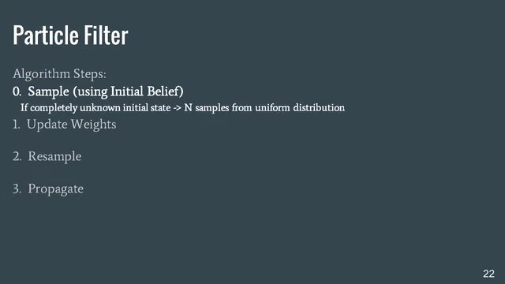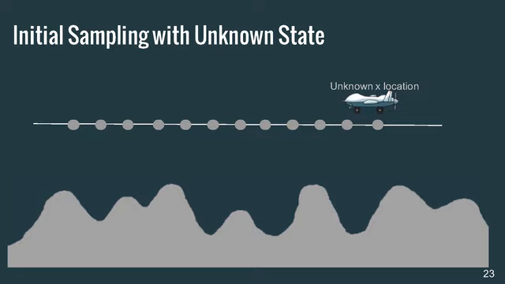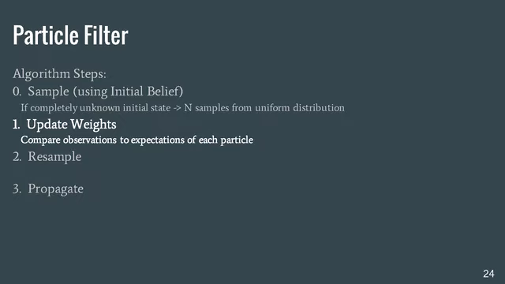So the first step, sampling. Our initial belief here is that we don't know where it is with respect to these mountains. So we're going to actually sample with the uniform distribution. Well, this is as uniform as I could get it. So over this range, those are our initial particles, essentially guesses for what the x location is. We're going to update these weights based on the observation.